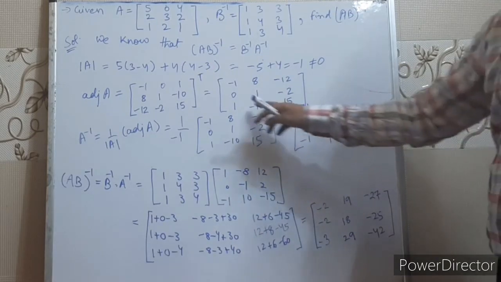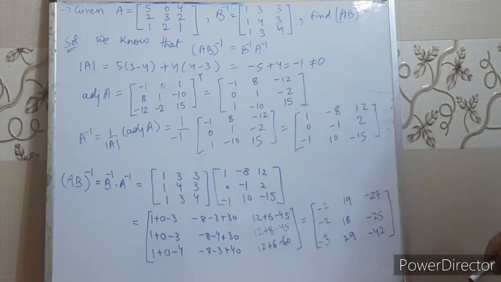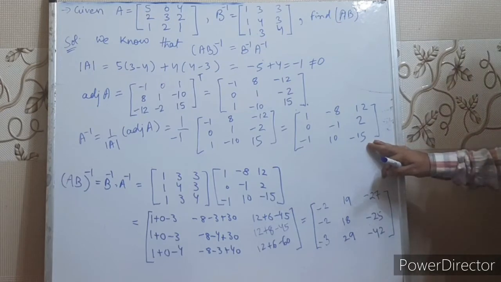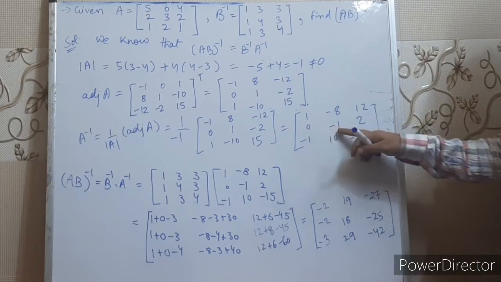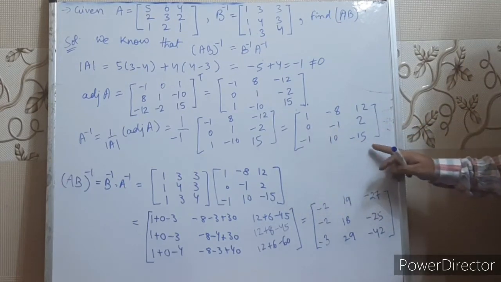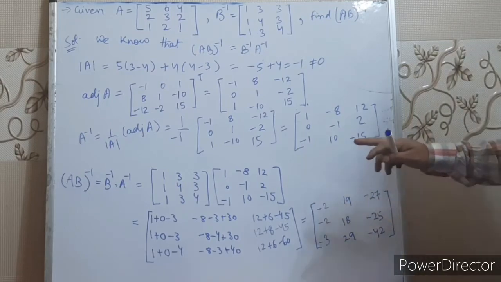What will we get? The sign of every term will change. It will be this matrix: 1, minus 8, 12; 0, minus 1, 2; minus 1, 10, minus 15. This is the value of A inverse.